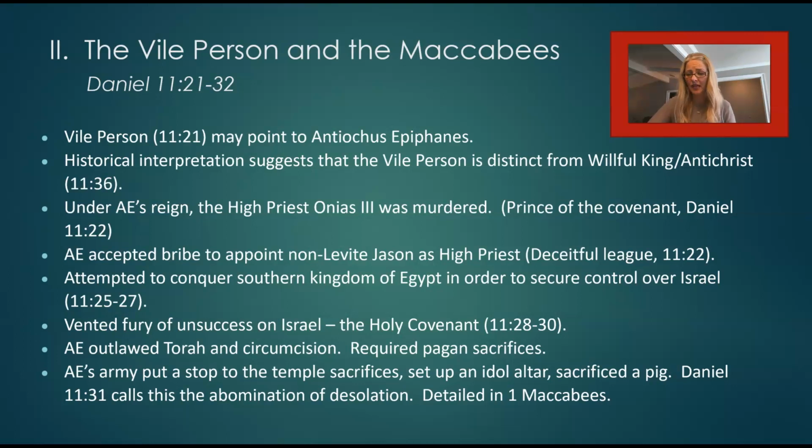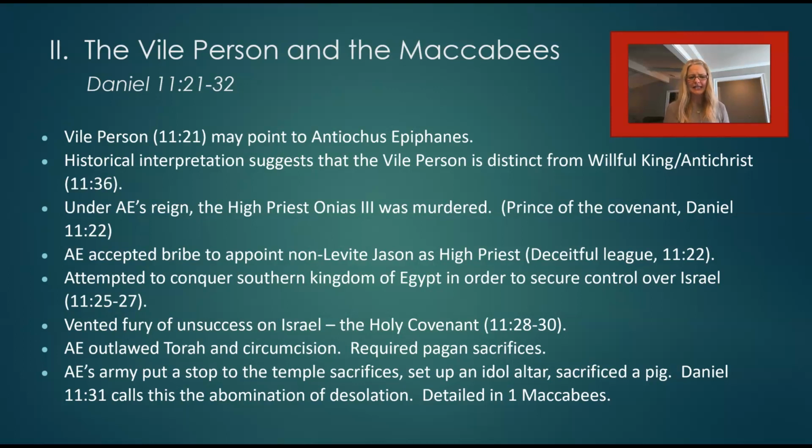Perhaps this is why the Prince of the Covenant is referred to in Daniel 11:22. In addition, Antiochus Epiphanes accepted a bribe to appoint a non-Levite Jason as the high priest. Daniel 11:22 describes a deceitful league with this vile person. Antiochus Epiphanes attempted to conquer the southern kingdom of Egypt in order to secure control over Israel, as described in verses 25 through 27. He vented his fury of unsuccess on Israel, referred to as the Holy Covenant or the people of the Holy Covenant, in verses 28 through 30.